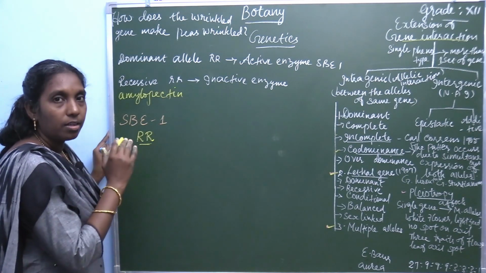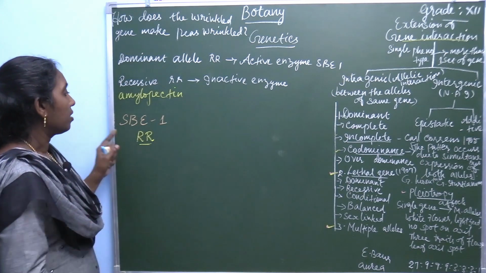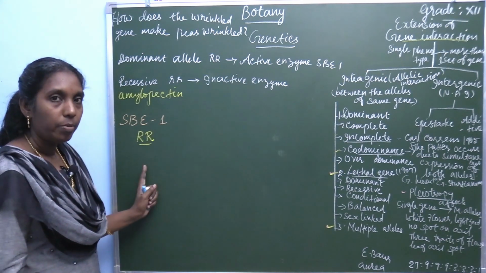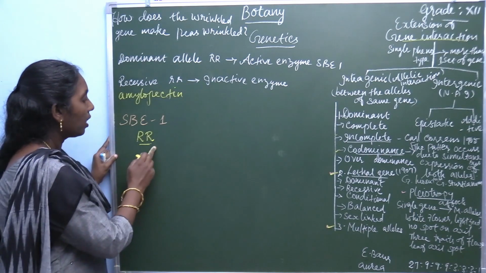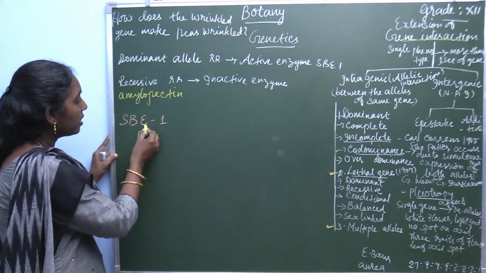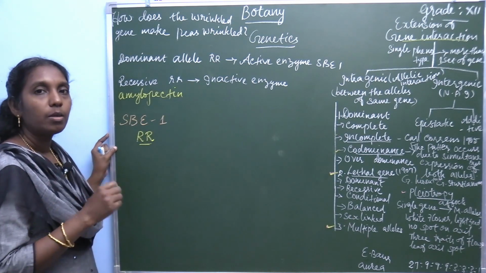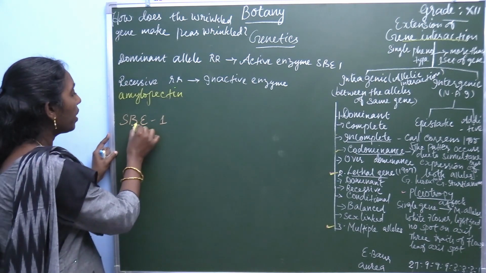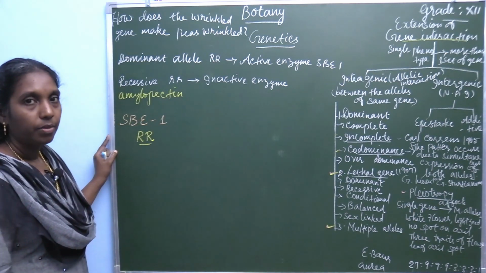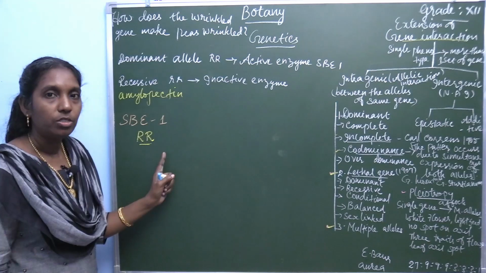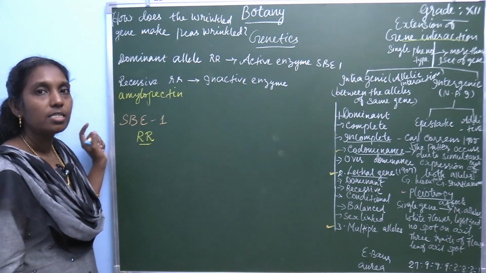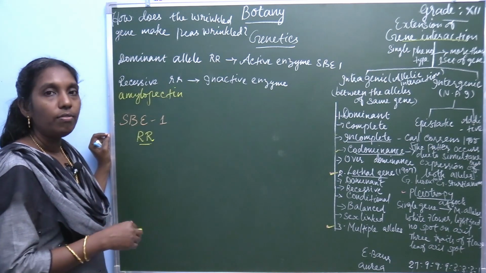So, when SBE1 is encoded by the dominant capital R, when the seed matures, this enzyme catalyzes the production of starch. The starch branching enzyme catalyzes the production of starch when the seed matures.